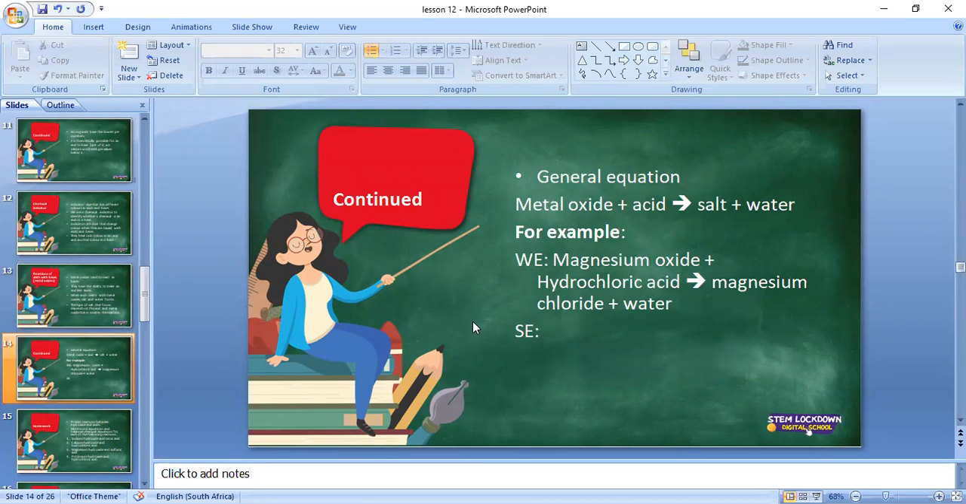So there's a general equation. I'm sure you've already given me a name now, that my name is general equation. I love general equation. That's what my learners at school called me. Actually, before lockdown, they called me Mr. General Equation, because I believe that if you've got a general equation, we can figure anything out. So you've got metal oxide reacting with acid to give us salt and water.